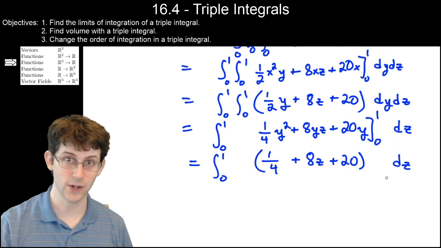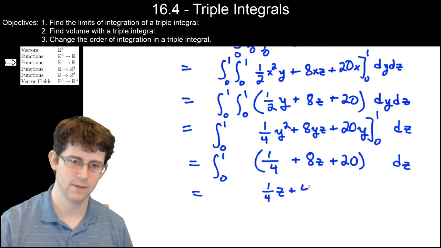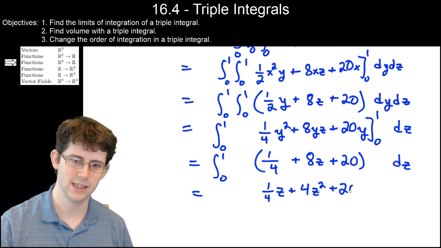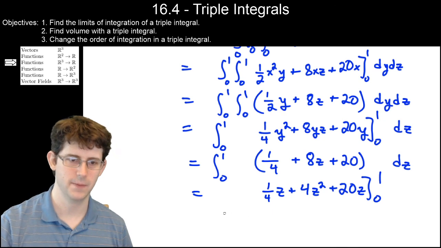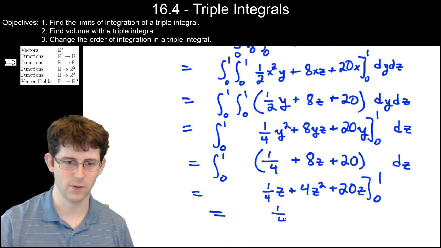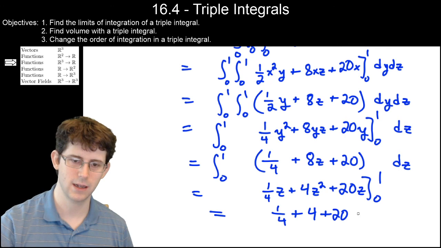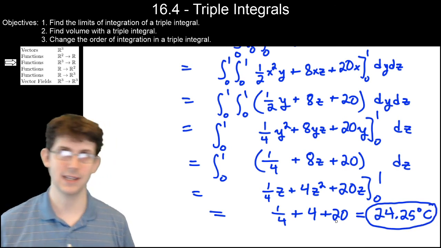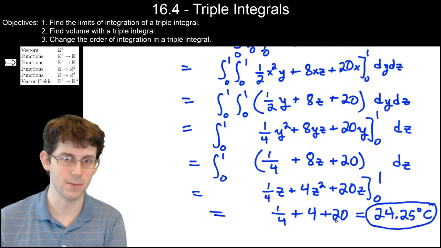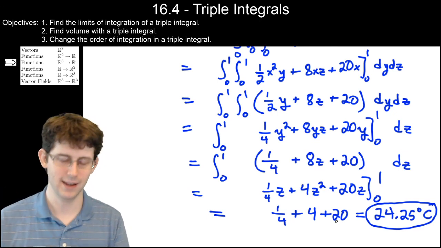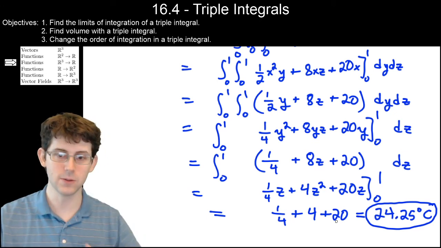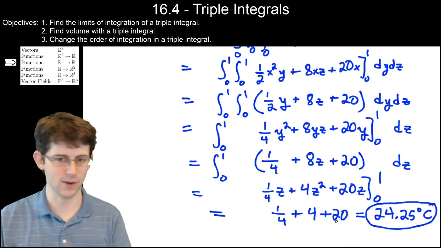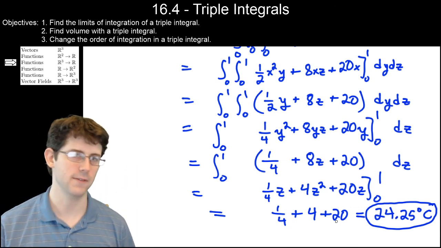Now I can do the z integral. That's all that's left. So I get a fourth z, 4z squared, 20z from 0 to 1. And I get my final answer. It's a fourth plus 4 plus 20, which is 24.25 degrees Celsius. Notice that it's not just the average of the lowest temperature, 20, and the highest temperature, 29. Because of the way the temperature varied throughout the cube, more of it was at a lower temperature, so we got a little bit below 24.5.